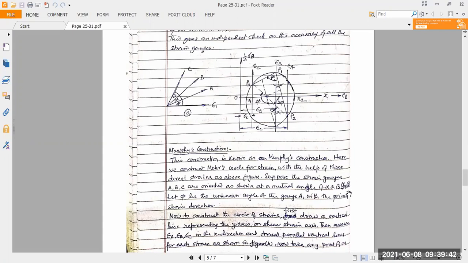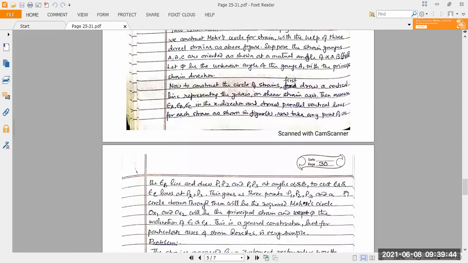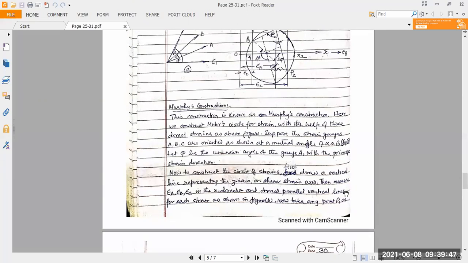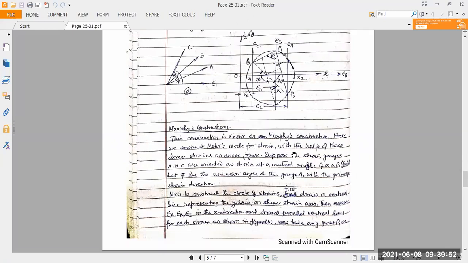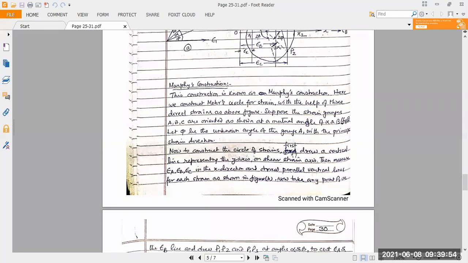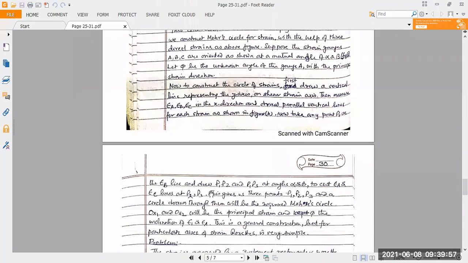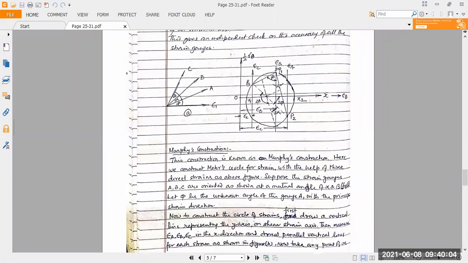First, take any point P1 on the AB line itself. This line is the AB line, and we take a point P1 here. Draw P1P2 and P1P3 at angles alpha and beta. Then what are P1P2 and P1P3? They are separated by an angle alpha, with an angle phi, and with an angle beta here.